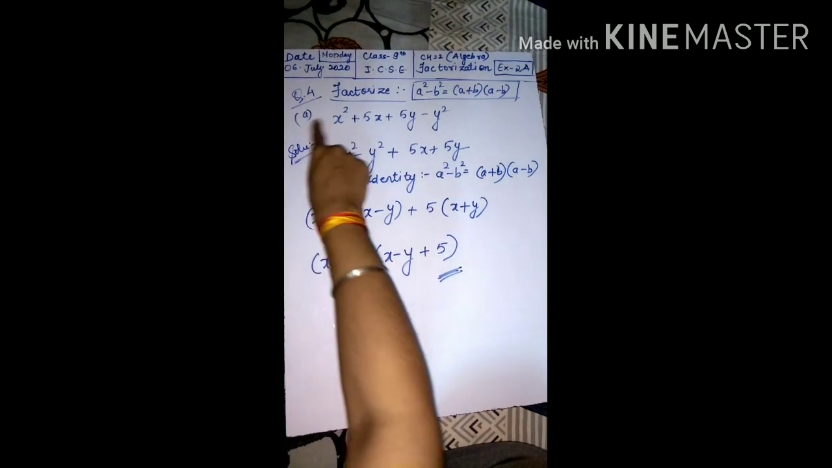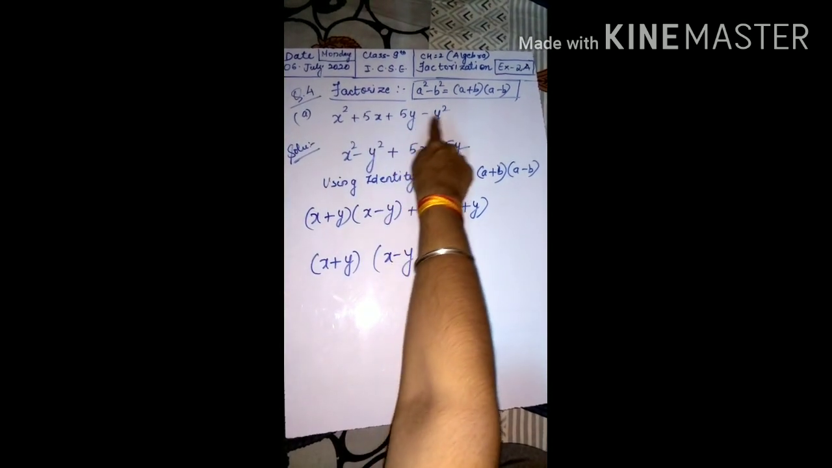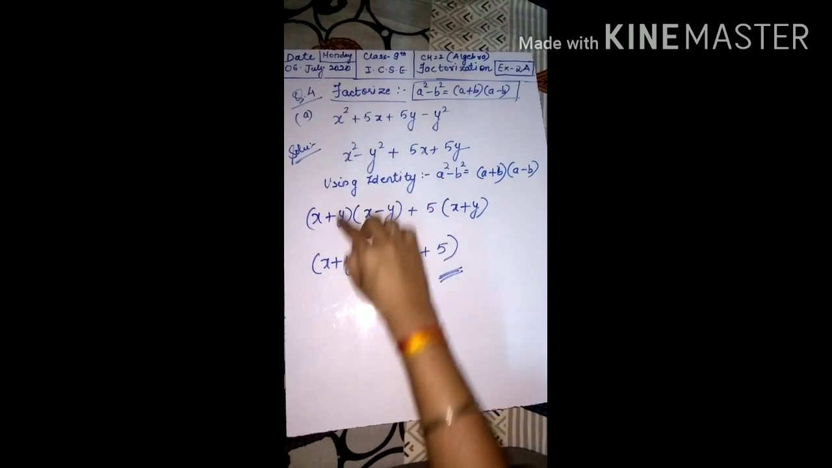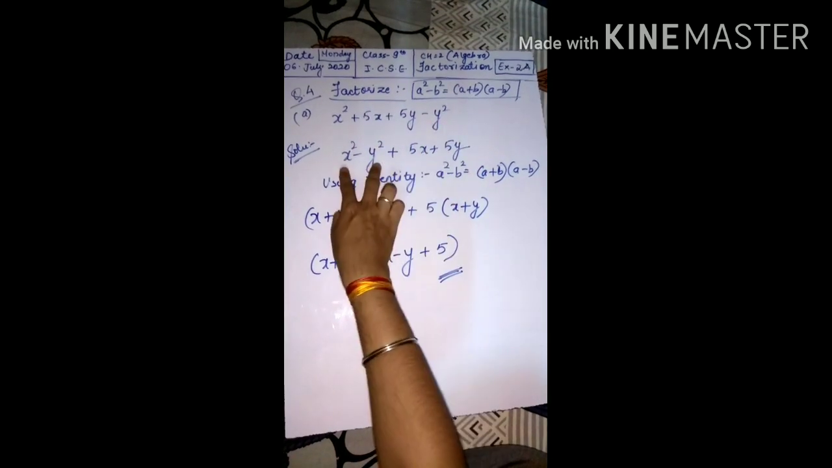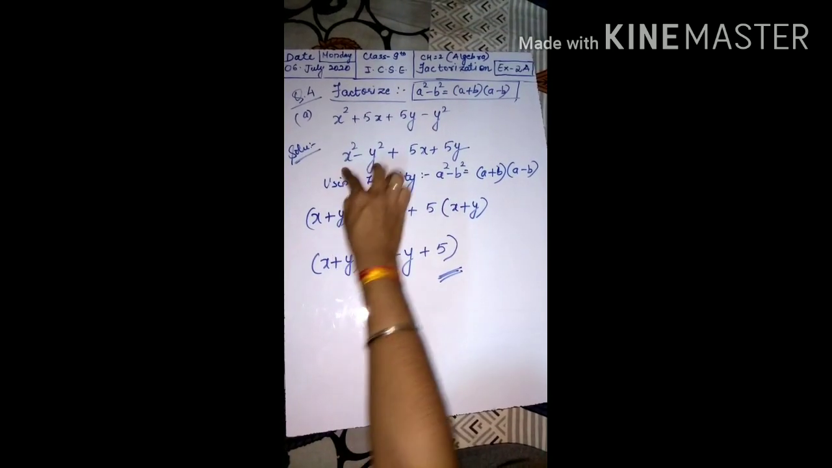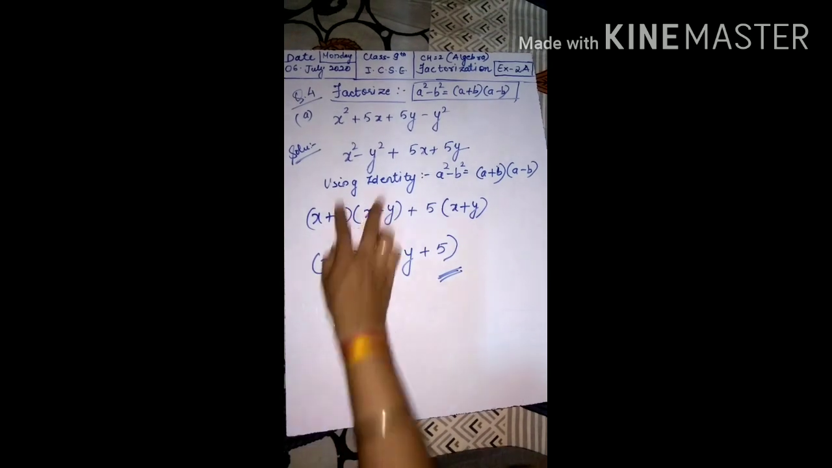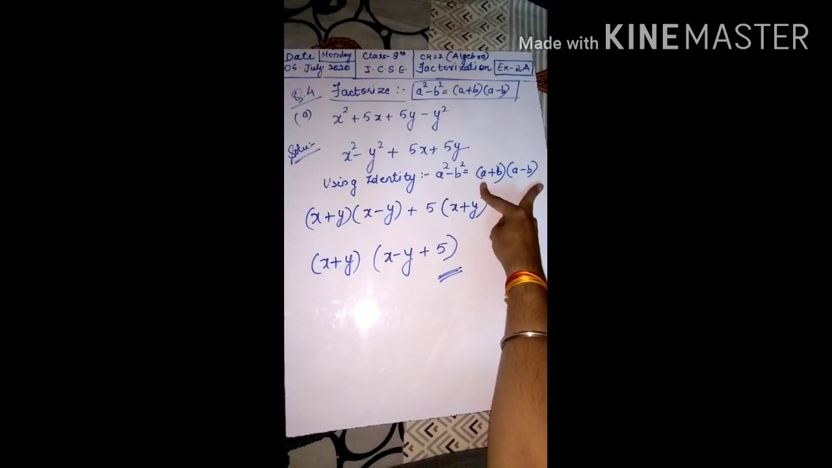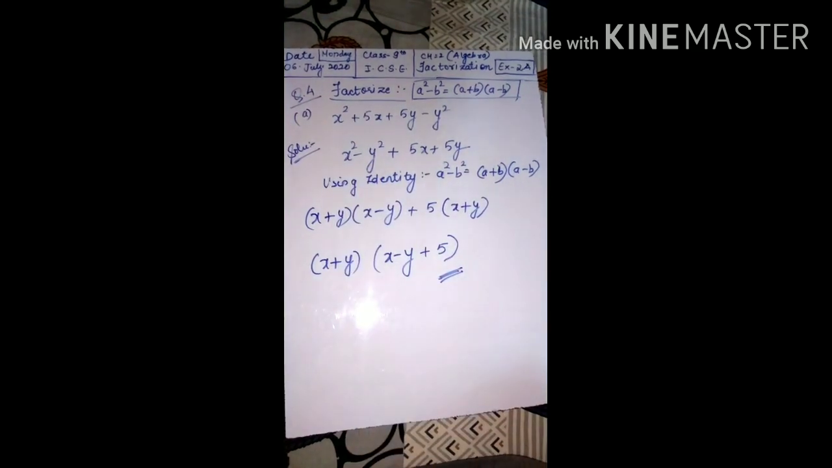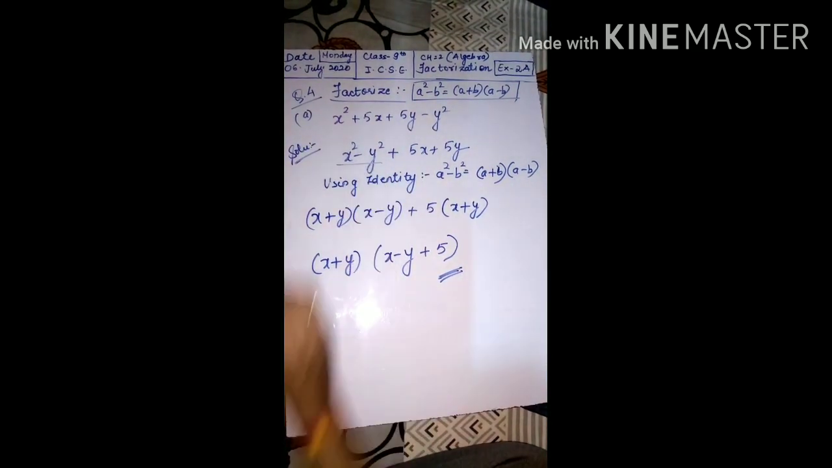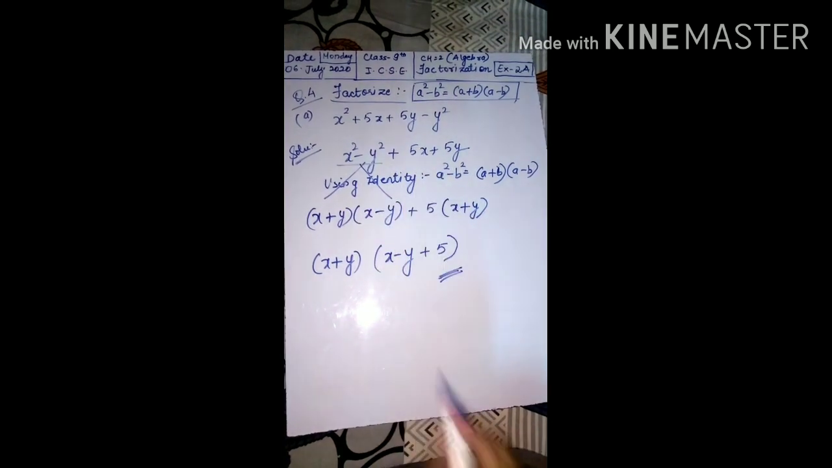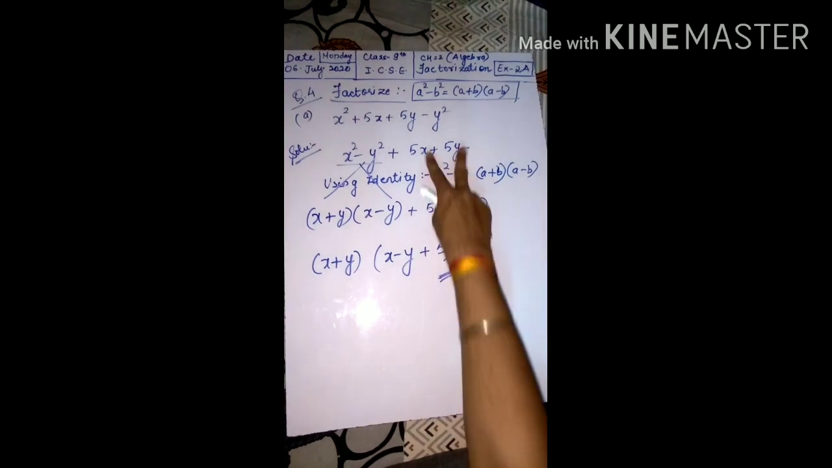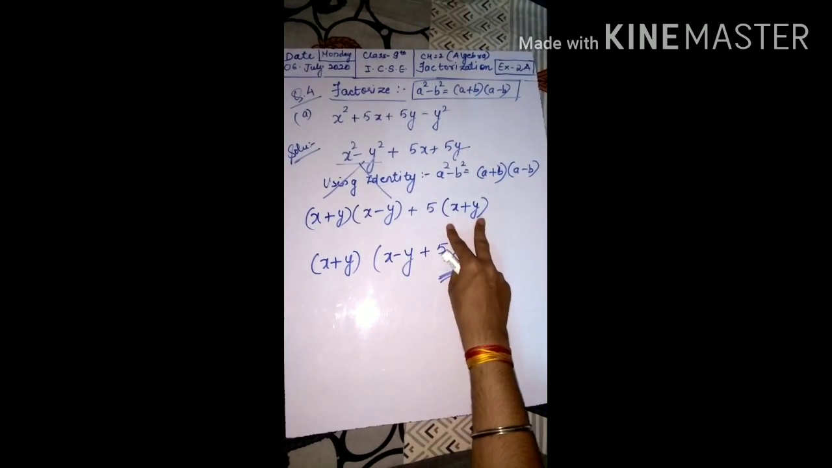I'm doing a1. The question is x square plus 5x plus 5y minus y square. From here to here I have arranged the step. I have taken this x square and minus y square in a bracket, and this 5x plus 5y here. Now using the identity a square minus b square is a plus b, a minus b, I have applied the identity. x square minus y square will be x plus y, x minus y, plus from this one I have taken 5 common, and in the bracket we are left with x plus y.